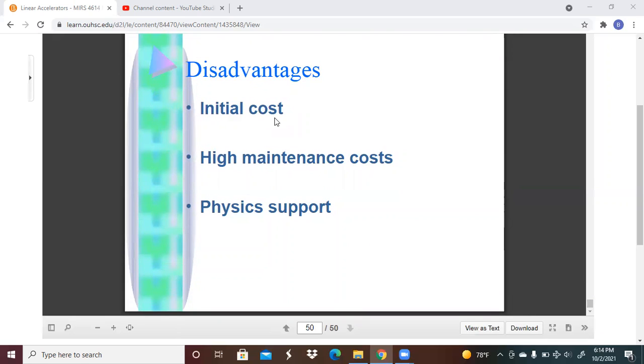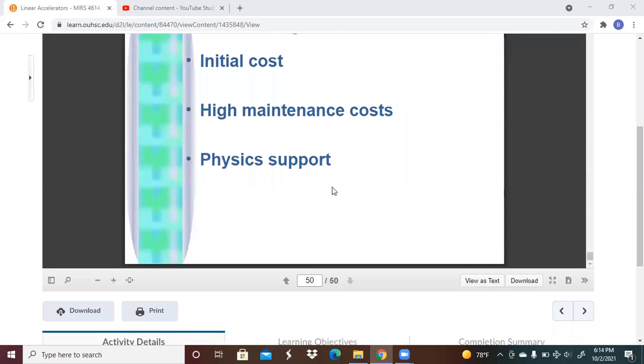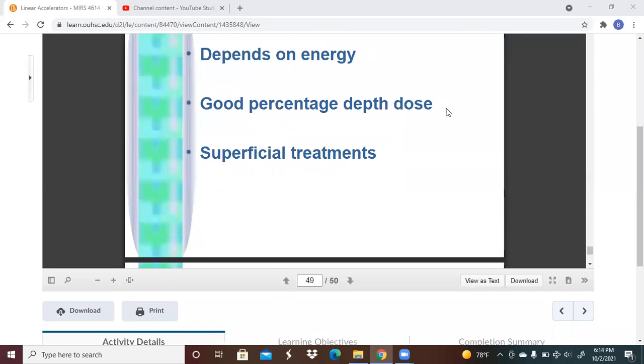They ain't cheap, and they cost money to maintain, and you're going to need good physics support in order to be able to operate it. So those are some of the characteristics regarding linear accelerators.